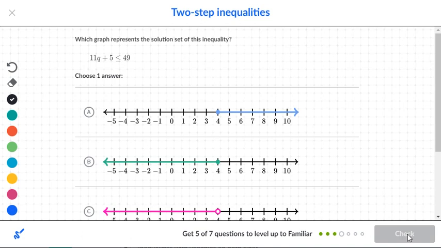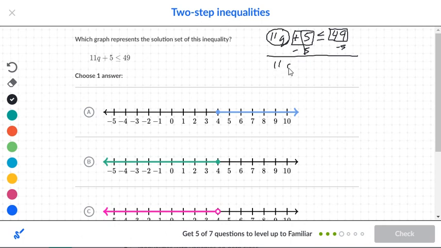Now we have a number line here, and we're going to say 11q plus 5, and then we have 49. So we want to go ahead and circle our letters, box our numbers. Now notice the 5 needs to move, so it's going to turn into a -5.